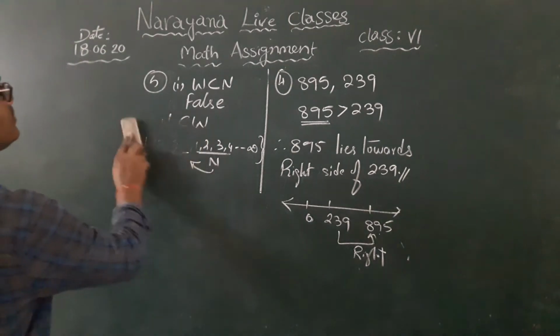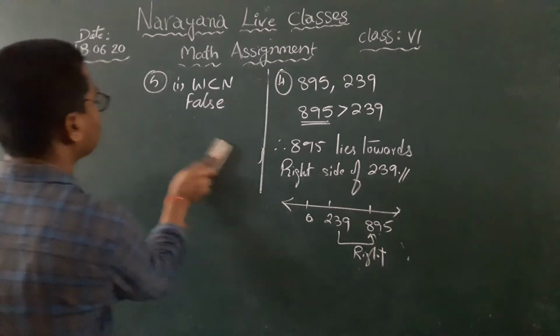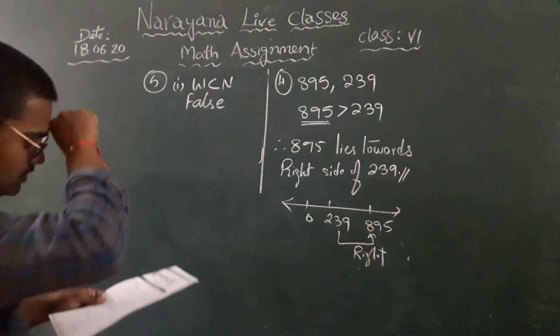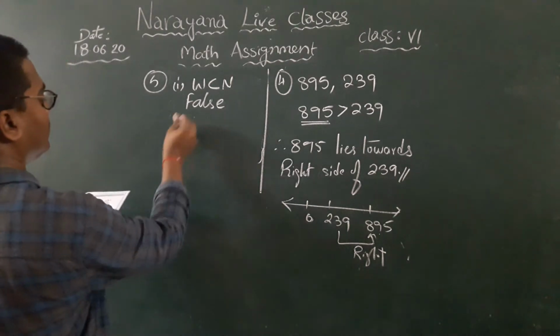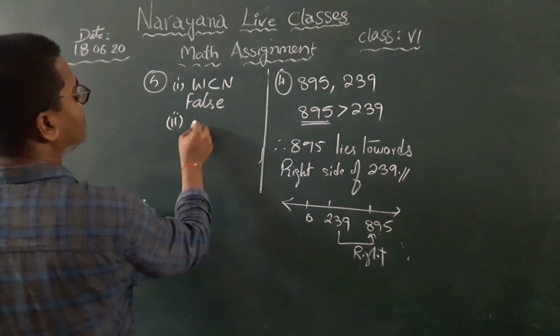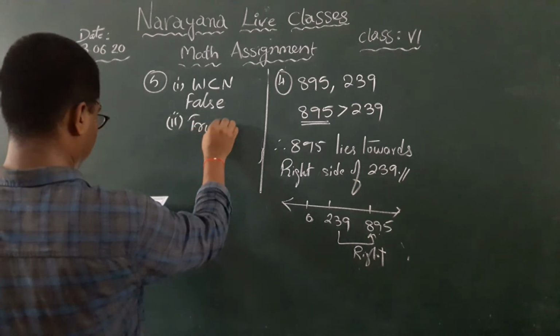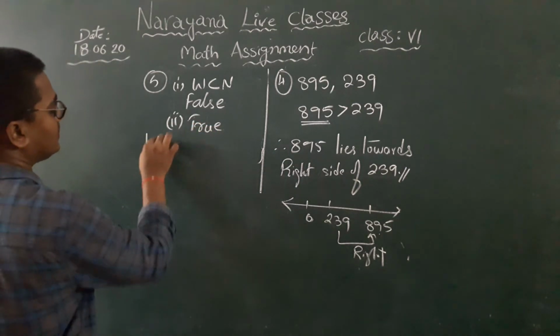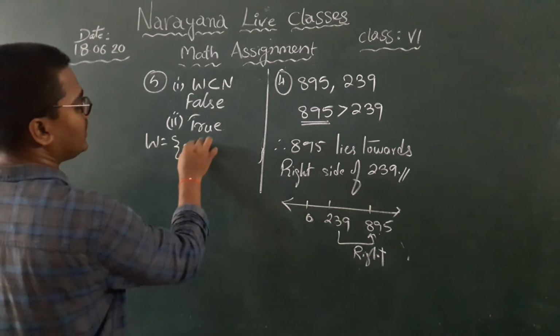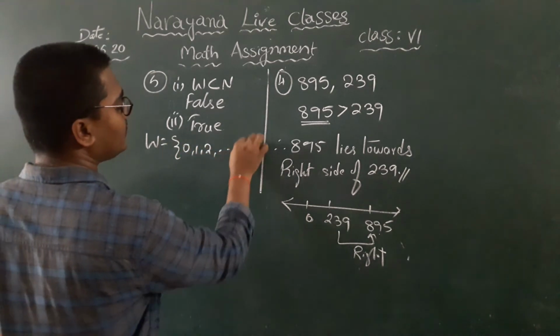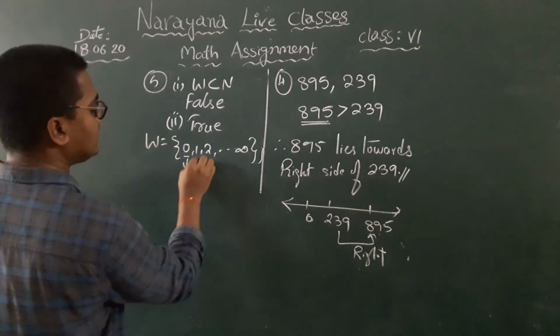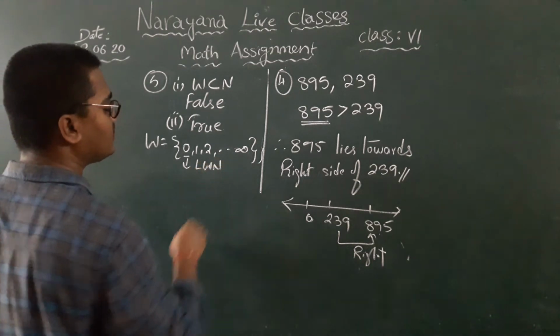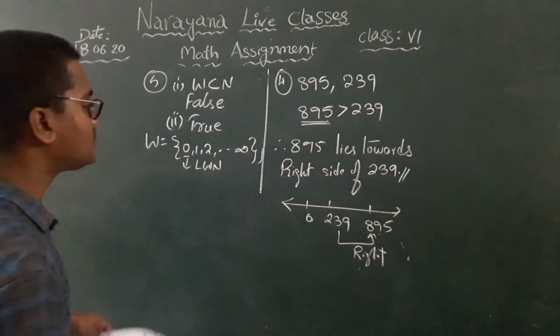Now coming to the second one. Second statement: 0 is the smallest whole number. Yes, it is true, children. Why? Because in the set of whole numbers, all the counting numbers start with 0, 1, 2, and so on up to infinity. Yes or no? 0 is the least whole number. That means it is true.